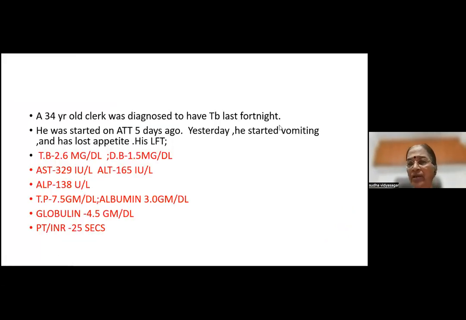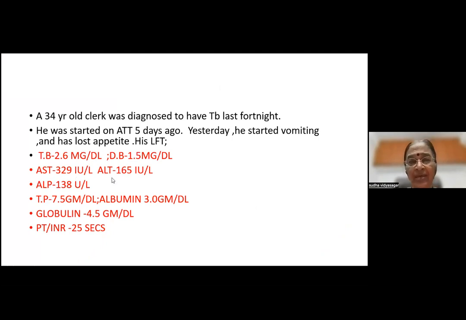Okay, now let's look at this. 34-year-old clerk was diagnosed with TB last fortnight. Started on ATT 5 days ago. Yesterday he started vomiting, lost appetite. That is his LFT. And yeah, so that's very simple. That is ATT-induced hepatitis, isn't it?